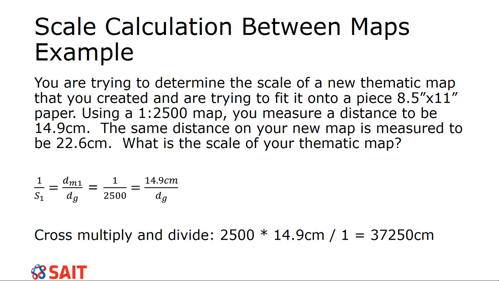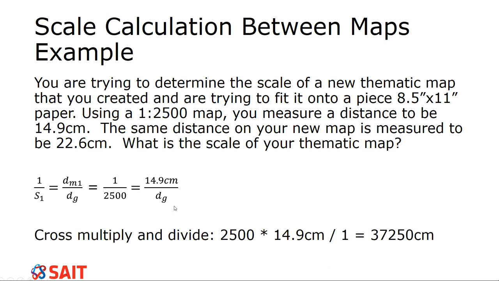The same distance on your new map is measured to be 22.6 centimeters. So when I say same distance, I'm referring to the distance between the same 2 points. What is the scale of your thematic map? So coming down here, we have 1 over S1 equals DM1 over DG. So I have my 1 to 2500 equals 14.9 centimeters divided by DG.